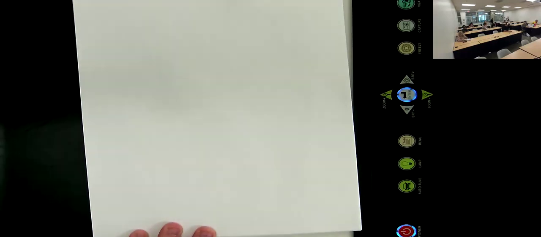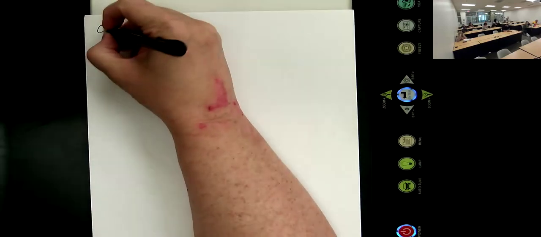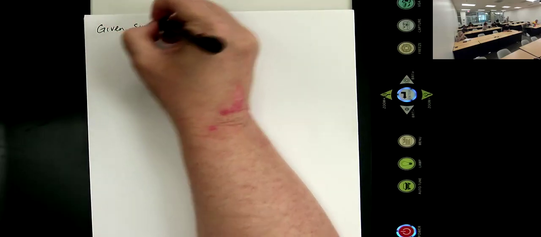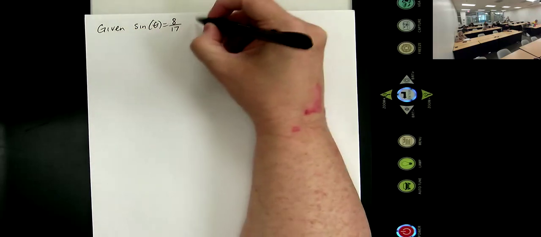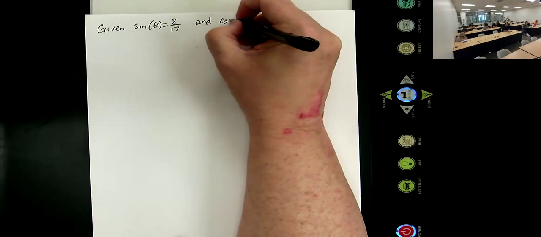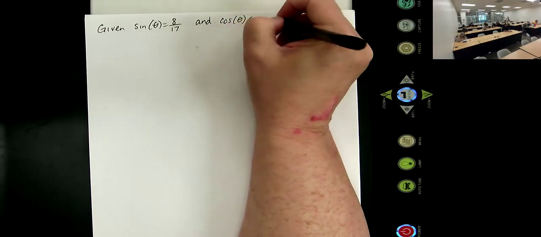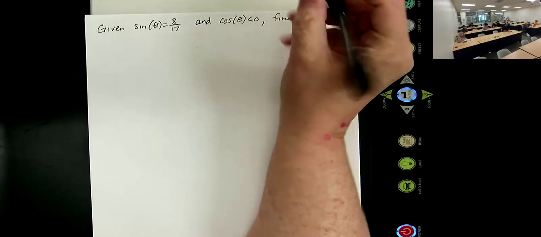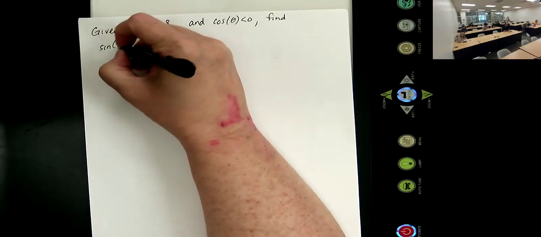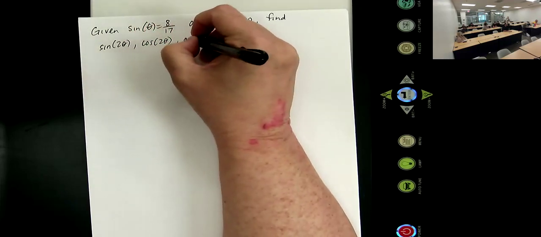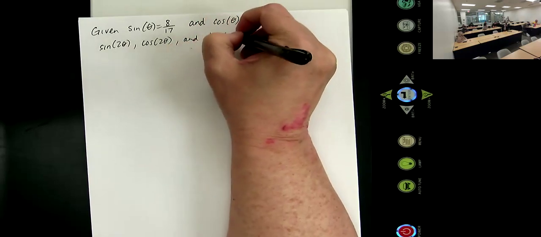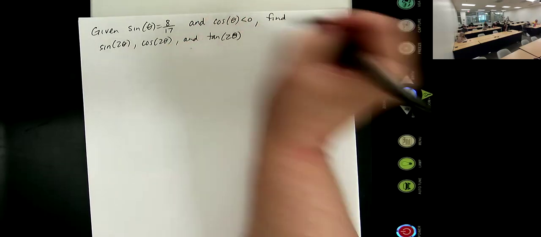Alright, let's do some examples using them. Given sine theta equals 8/17 and cosine theta is less than 0, find sine of 2 theta, cosine of 2 theta, and tangent of 2 theta. Just get some practice in using these formulas.